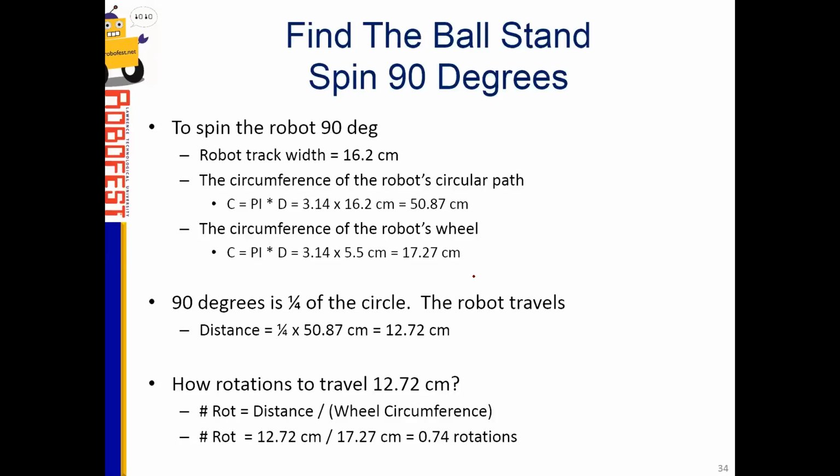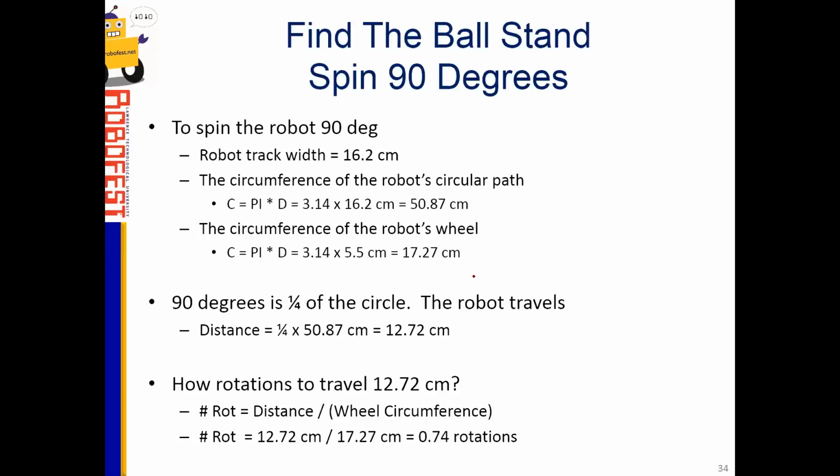The circumference of the robot's wheel was 17.27. A 90 degrees of a circle is 1/4 of the circle. So 50.87 times 1/4 gives us a distance that our wheel needs to travel of 12.72 centimeters.